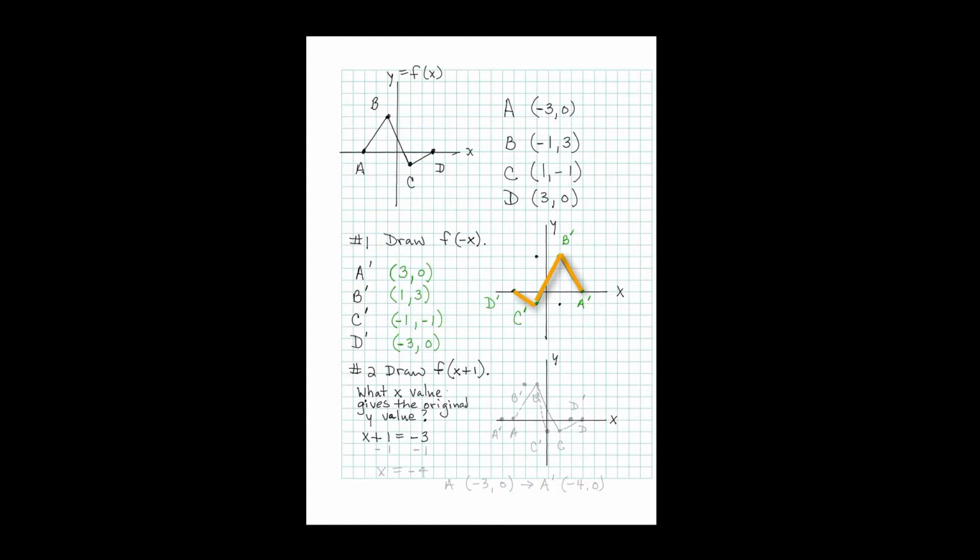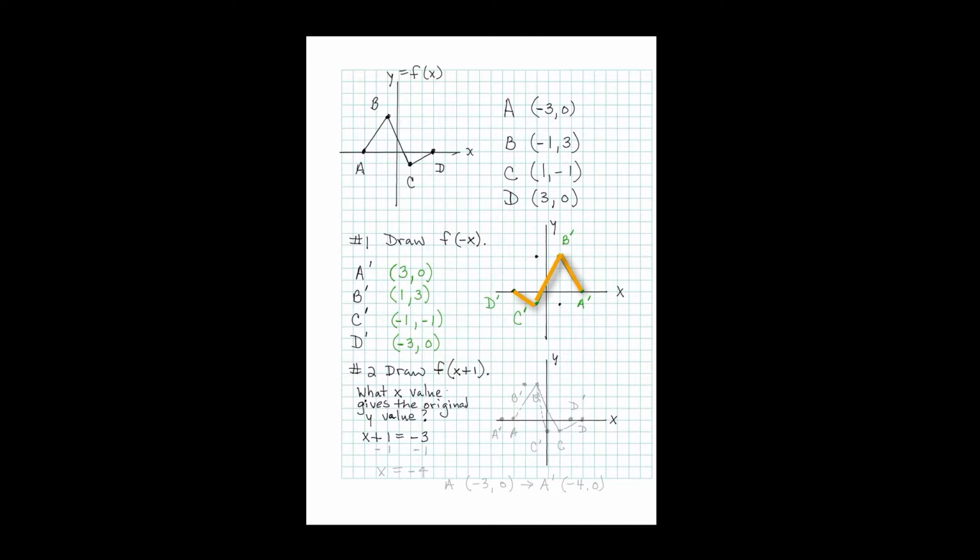Now if you stop the video and draw the original graph and then draw this new graph, f of negative x, what you should see is f of x has been reflected across the y-axis, but you'll need to stop the video and do that yourself.